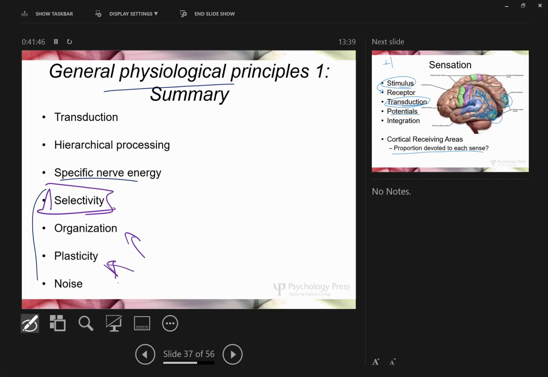Your brain's not infinitely plastic, but there are some things that can change from time to time. The other concept we really want to think about here is noise. And I don't mean noise in terms of your neighbors are having a party. I'm talking about noise and signal, and how those two are related.